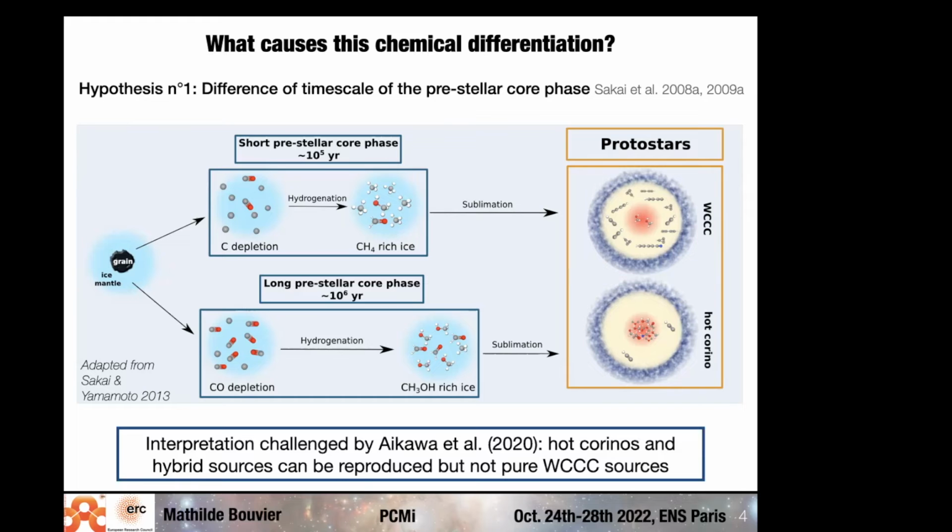However, this interpretation has been recently challenged by models performed by Aikawa et al., where they could reproduce hot corinos and hybrids, which are protostars having both a hot corino and a WCCC zone, but they could not reproduce pure WCCC, so they could not recreate this lack of COMs at the center of the protostar.